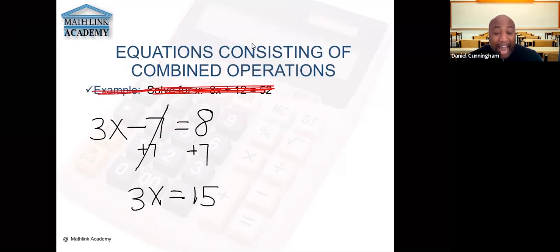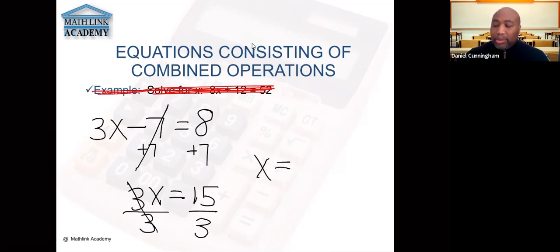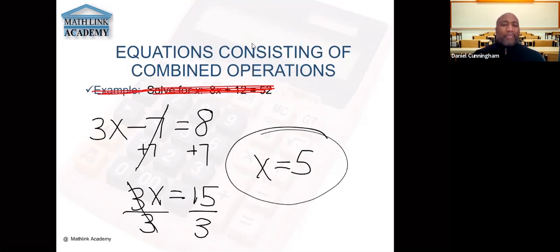Now we have 3 times x is equal to 15. To get rid of that 3, we have to divide by 3 on both sides, because what you do on one side, you do on the other side. And so we end up with x is equal to 15 divided by 3, which is 5. That's our final answer. Then you could check to see if that works. 3 times 5 is 15, minus 7 is 8. So that is my answer.